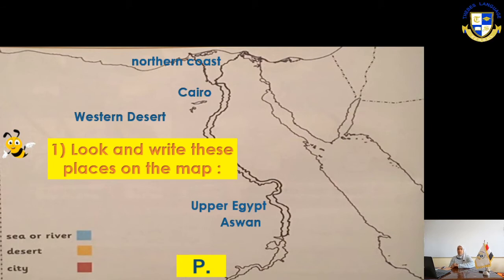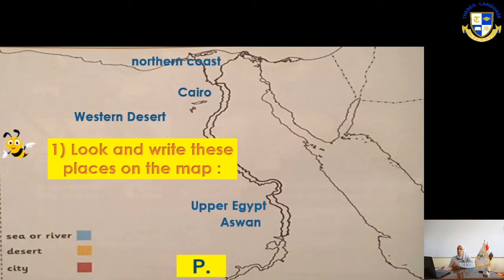Page 94. Now you have a map. Look and write these places on the map. Here we have some places. You're going to write them on the map. North coast, in the northern part of the map.